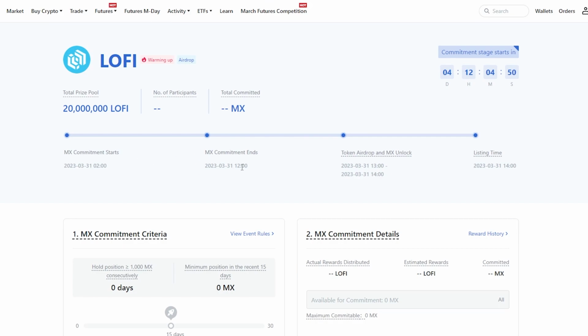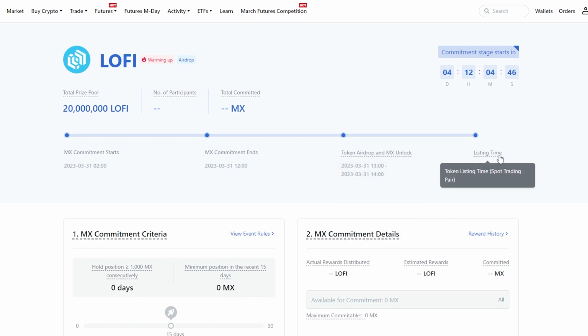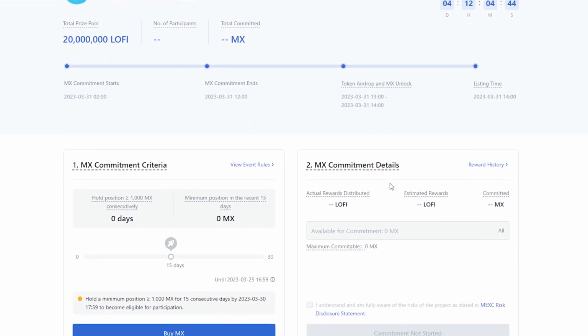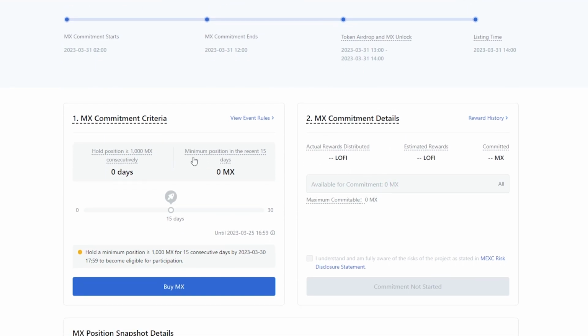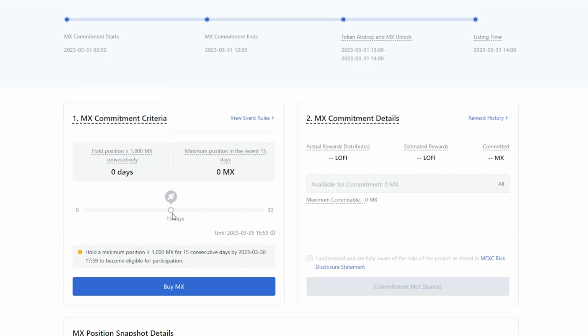For this project, the commitment requirement period will start on the 31st at 2 AM and after 12 hours, every verified user on the Mexc exchange will be able to buy or sell Lo-Fi tokens on spot trade. Through the commitment period, you must stake your Mexc tokens here. However, don't forget the requirements. For example, it says you must hold Mexc tokens in your spot wallet for 15 days to be eligible for this airdrop, only if your Mexc holding reaches 1000 or above.